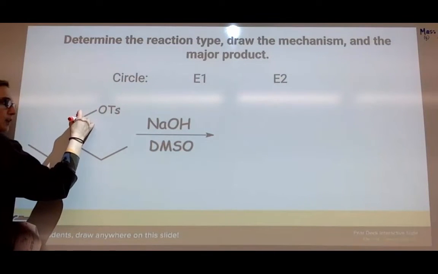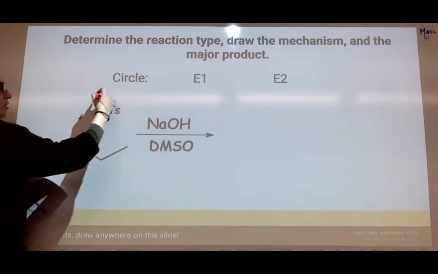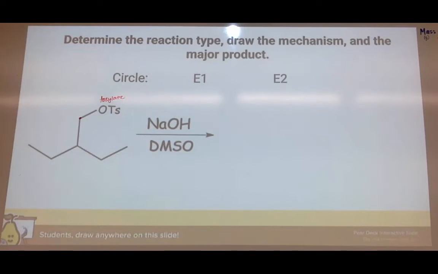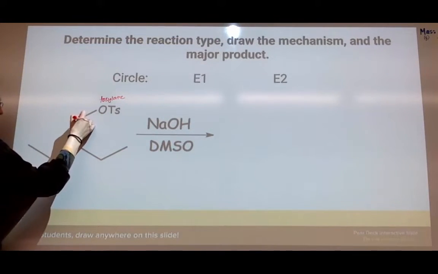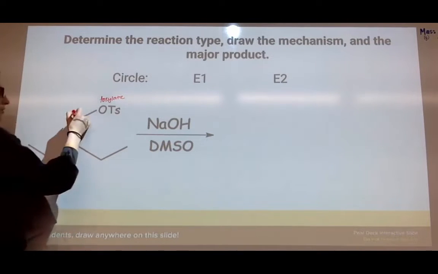So the alpha carbon, you want to be careful with ones like this. The alpha carbon is where the leaving group is attached. OTs actually represents tosylate. It's just another type of leaving group. So instead of having a halogen, tosylate is another leaving group. So this carbon, where our leaving group is attached, that's our alpha carbon.